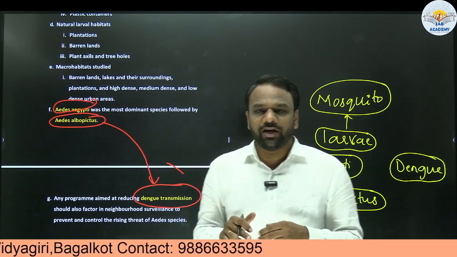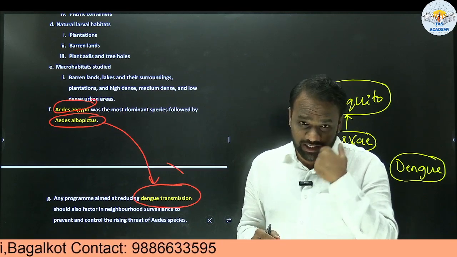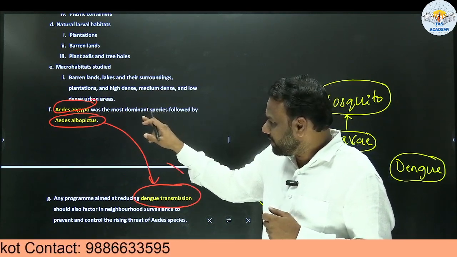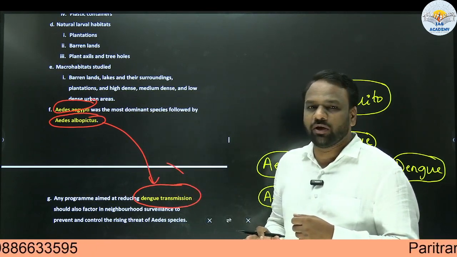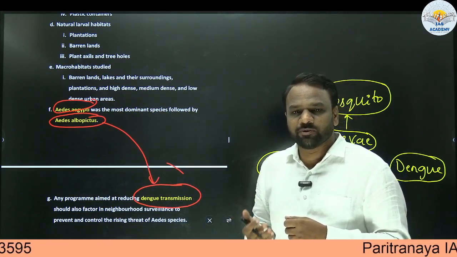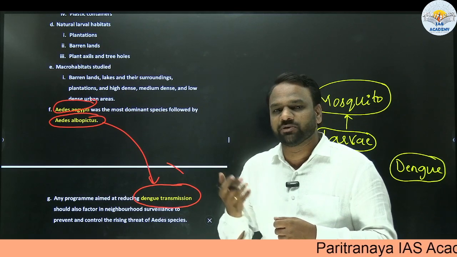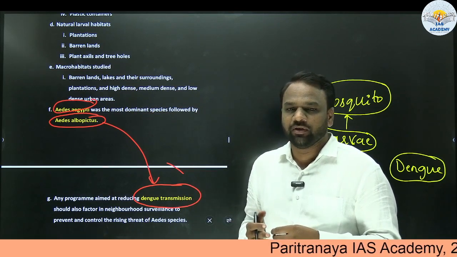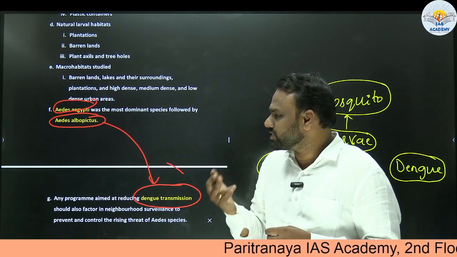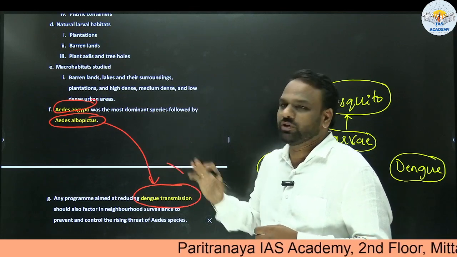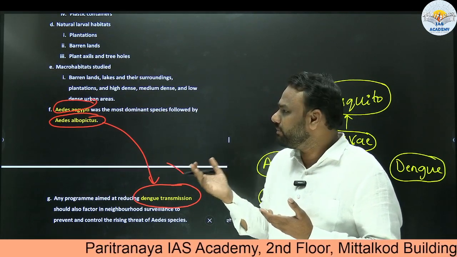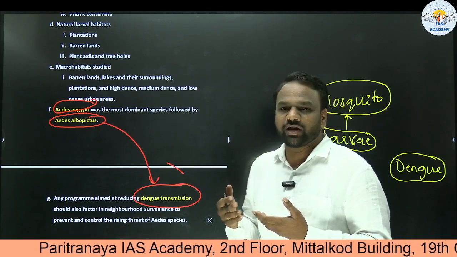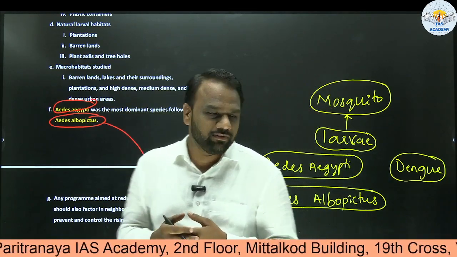Here we should not stop. We should ask an extra question to ourselves. If these species of mosquitoes are responsible for the transmission of dengue, then which species of mosquito is responsible for the transmission of, for example, malaria? In this fashion, we need to ask questions to ourselves and try to explore things. This curiosity-driven learning will become beneficial and it will help us to crack more questions in the prelims.